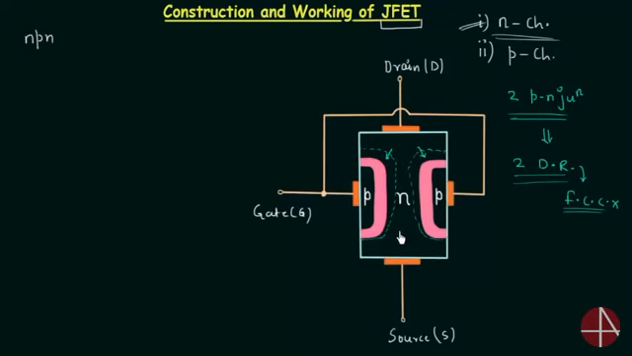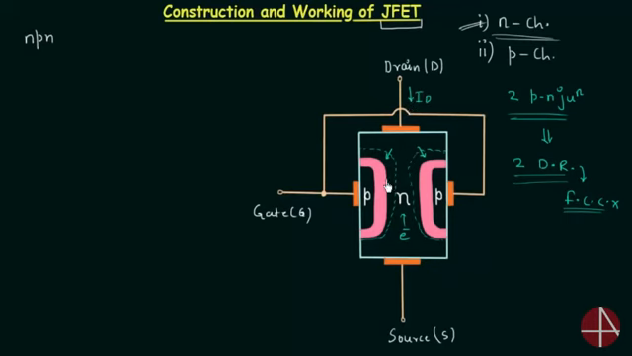of electrons. When you connect the drain and source terminals to a potential difference, then because of this potential difference the free electrons in the n channel will drift like this, and the conventional current ID will flow like this.